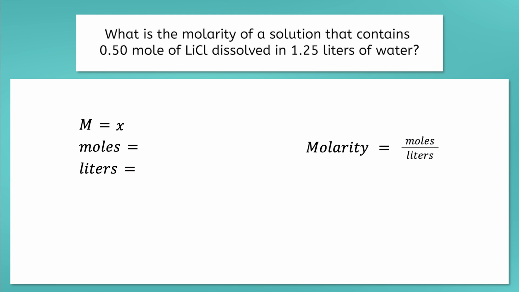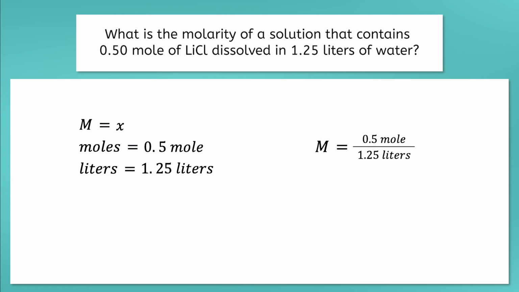M is our unknown, so we can place an x next to M. For moles, we have 0.5 mole of LiCl. And for liters, we have 1.25 liters. Check our units. Are they correct? Yes, they are. Okay, now let's fill our known values into our formula and calculate M. We get M equals 0.5 divided by 1.25, giving us a molarity of 0.4 mole per liter.